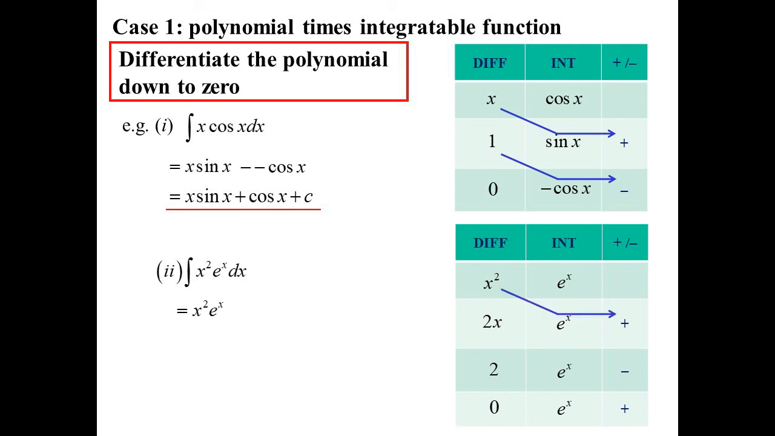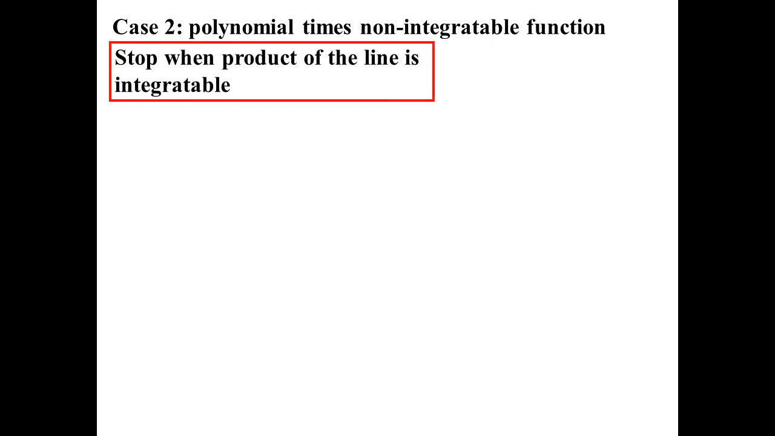And here we go. Tic-tac-toe, x squared e to the x. Tic-tac-toe, minus 2x e to the x. Tic-tac-toe, plus 2e to the x. There's our answer. So it works really nicely with this sort of one when you've got a polynomial times something. All right, what happens if we get a polynomial times something you can't integrate? So in this case, I'm going to stop when the product of the line is integratable.